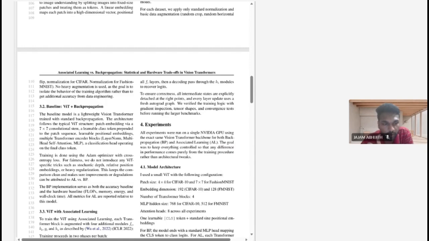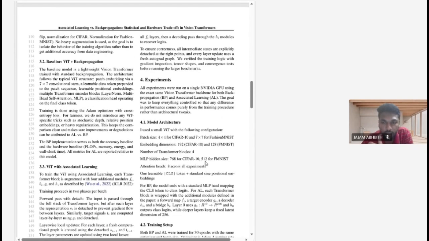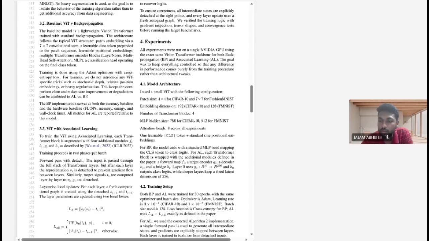Now, implementing the associative learning correctly was really important and a bit tricky. We had to make sure that during the forward pass, all intermediate states were explicitly detached to prevent gradients from flowing between layers. Then, for each layer, we created a fresh computational graph using those detached inputs and trained the layer in complete isolation. We verified this was working correctly by inspecting gradients, checking tensor shapes, and running convergence tests on small examples before scaling up.